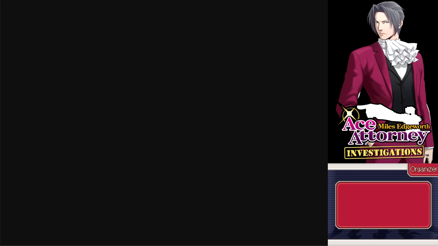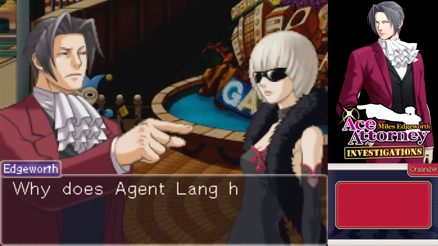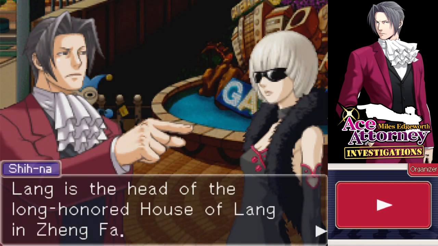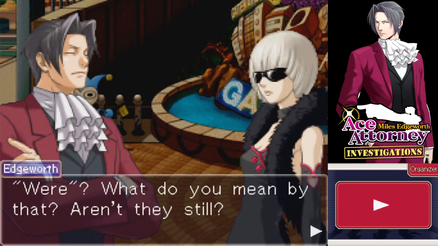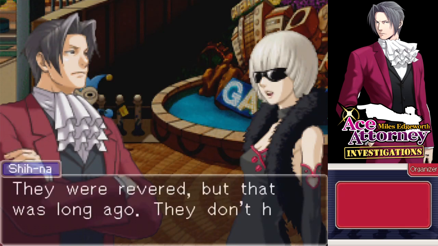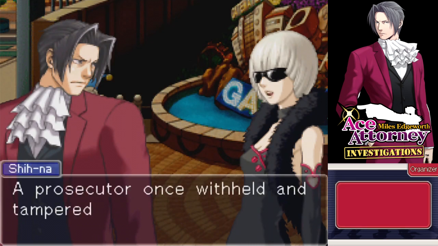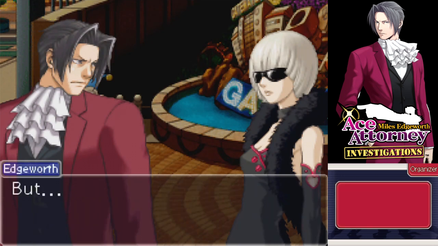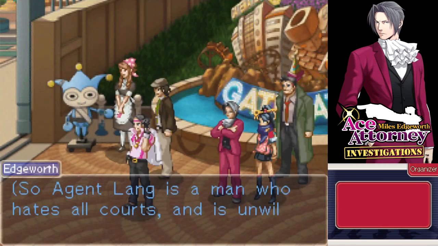So, don't you forget it. Please wait, Agent Sheena. Why does Agent Lang hate all prosecutors so? Lang is the head of the long-honored House of Lang in Zhengfa. The heads of all police-related divisions in that country were of Lang blood. Were? What do you mean by that? Aren't they still? They were revered, but that was long ago. They don't hold that sort of sway anymore. And it was all because of the courts. How can that be? A prosecutor once withheld and tampered with the evidence one of the Lang detectives found. That evidence's purity was tarnished and cost the Lang family its honor and trust. But not all prosecutors are like that. Even so, Lang will never respect the court again, or any prosecutor. So Wei-Jin Lang is a man who hates all courts and is unwilling to forgive prosecutors.